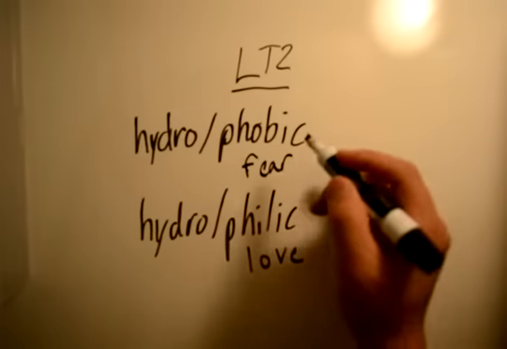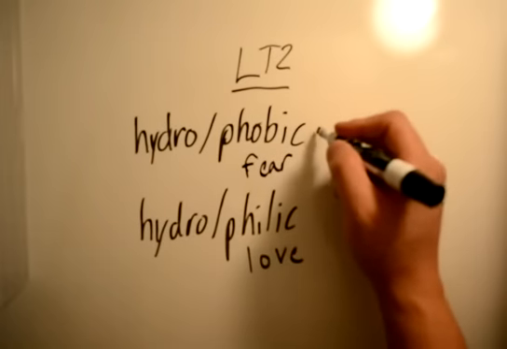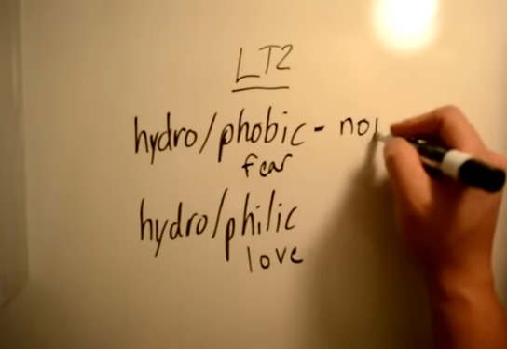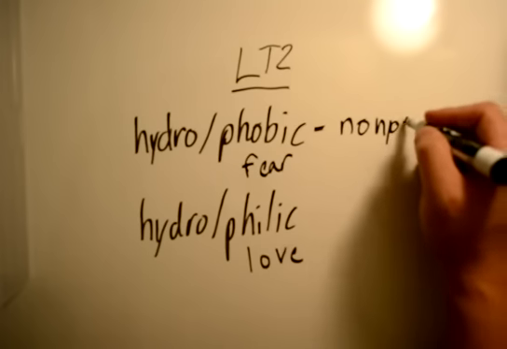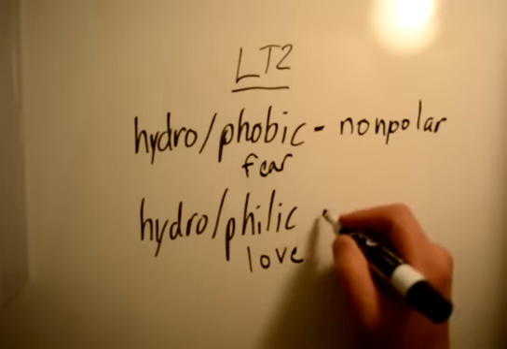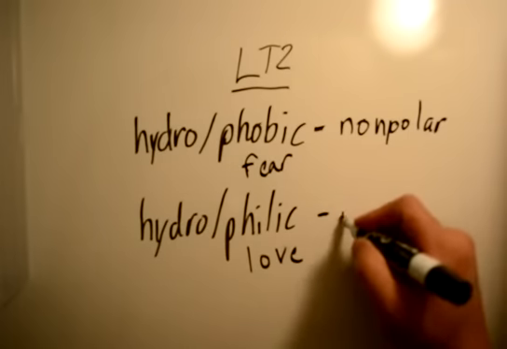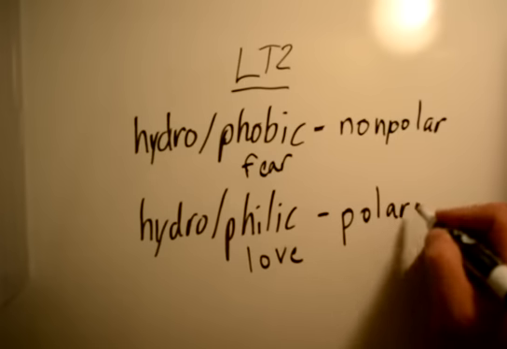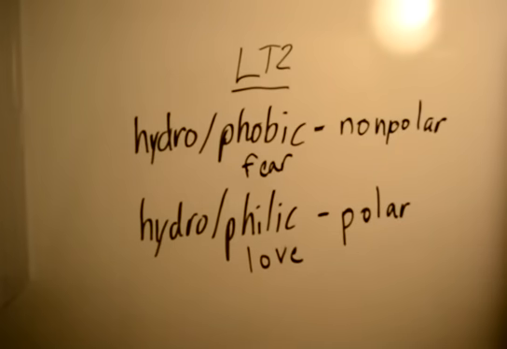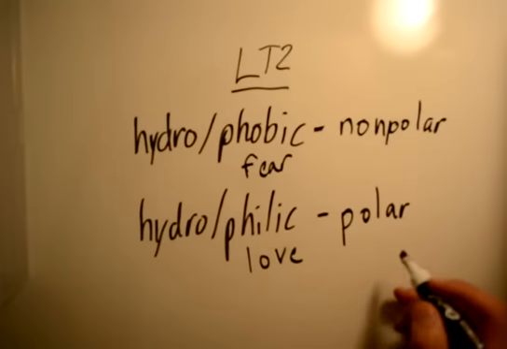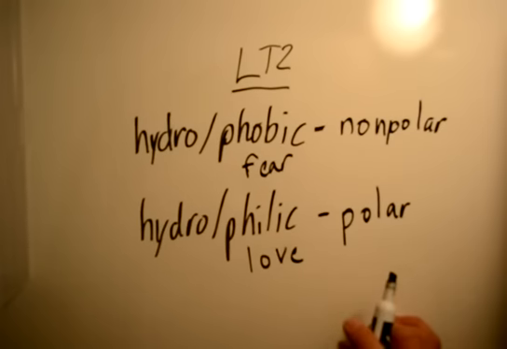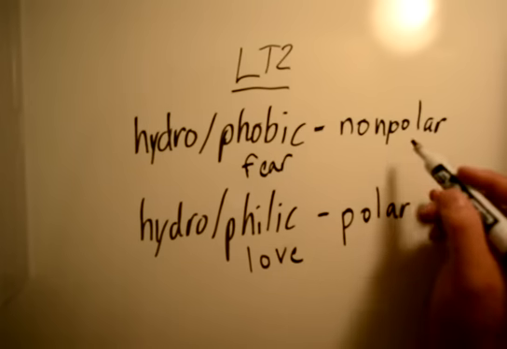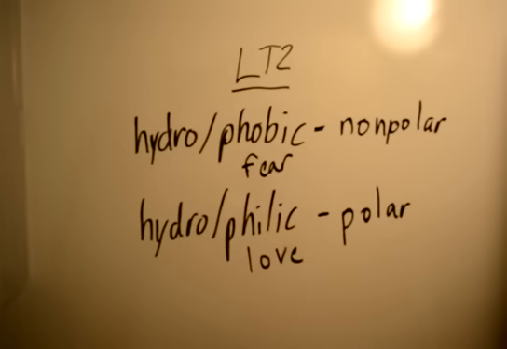Now, generally, things that are hydrophobic are also going to be nonpolar. And then things that are hydrophilic are going to be polar. Now, if you recall what polar and nonpolar means, polar means that you're going to have uneven charges of molecules, or actually uneven charges of atoms within a molecule, whereas a nonpolar, you're going to have even charges found throughout the molecule.